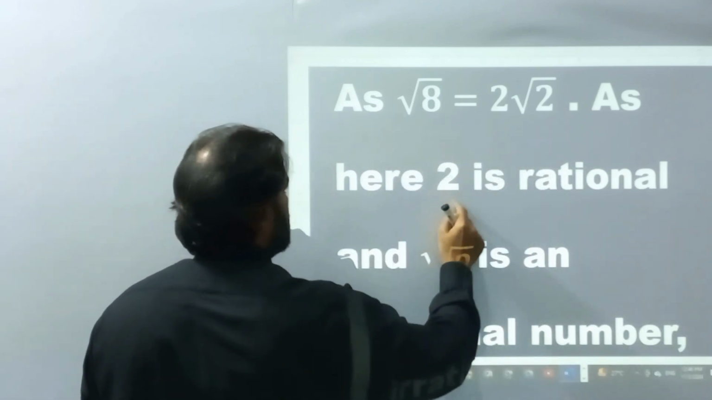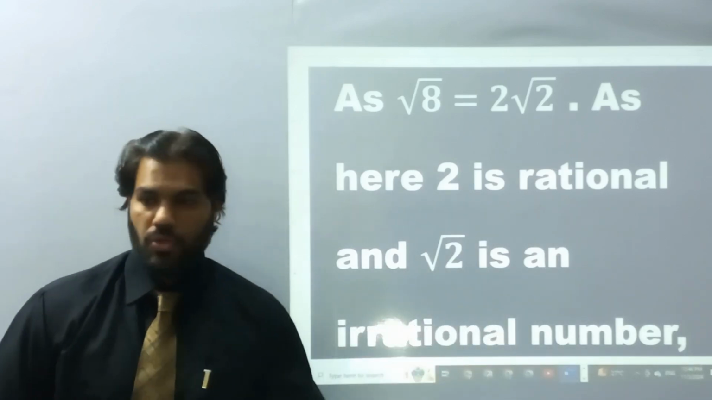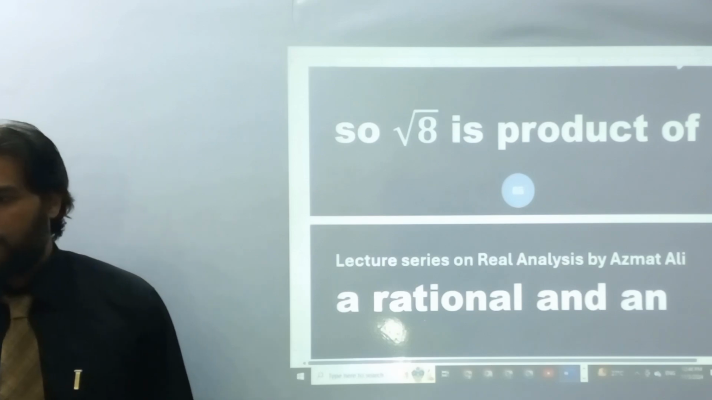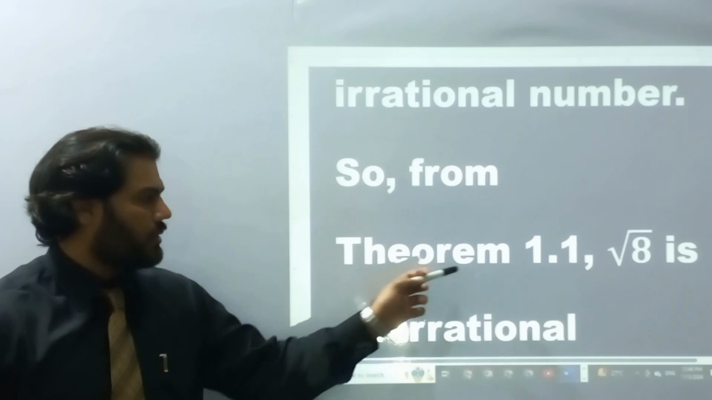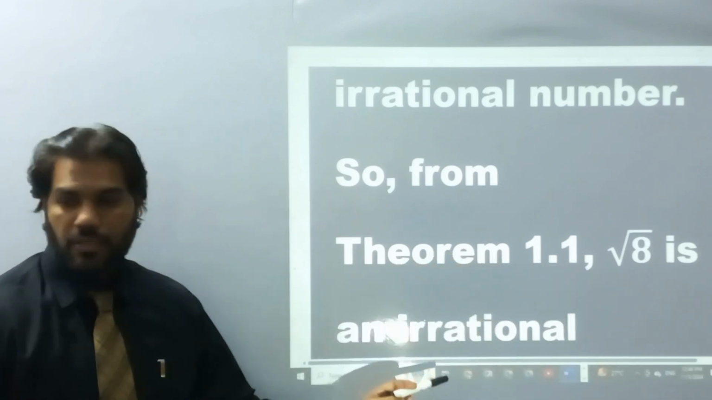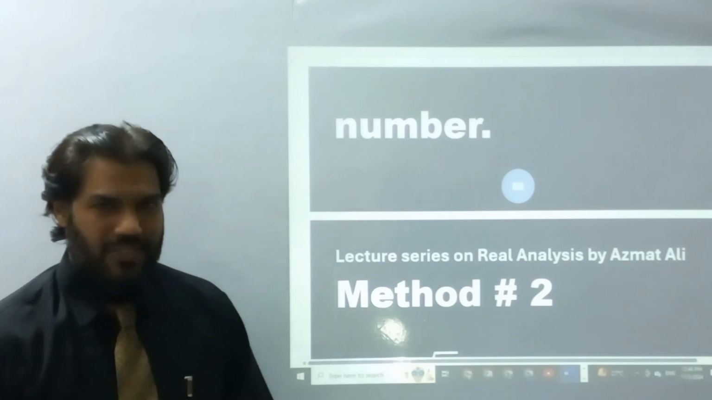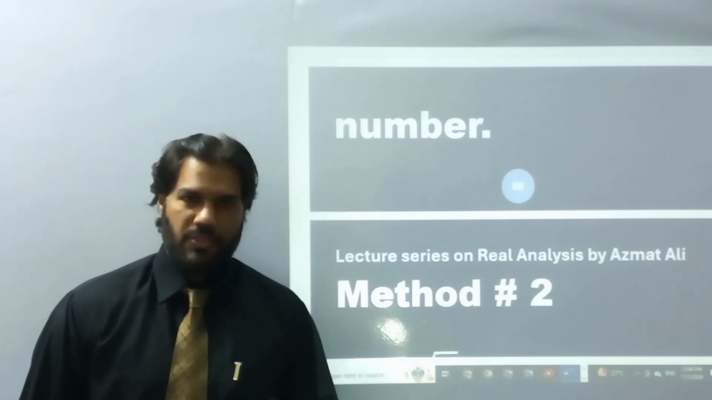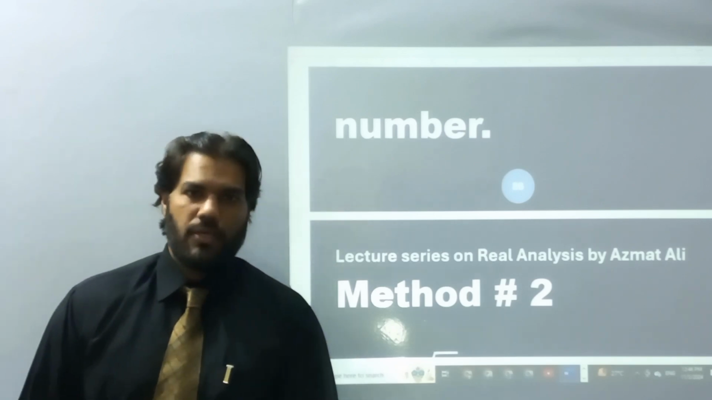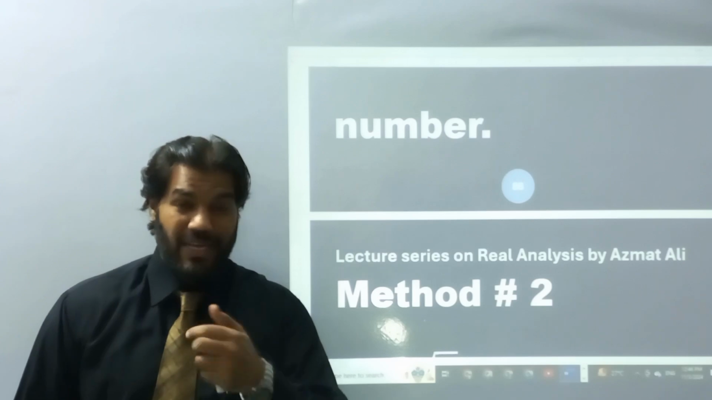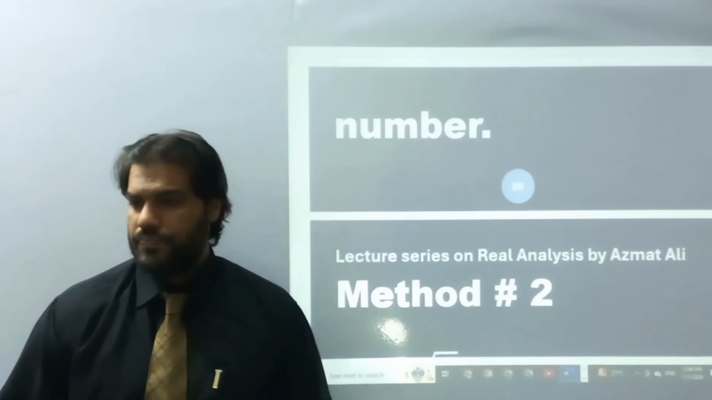Here 2 is a rational number and square root 2 is an irrational number. So by using the theorem or result that we have proved, square root 8 is a product of a rational and an irrational number. So from theorem 1.1, square root 8 is an irrational number, because the theorem says that the product of a non-zero rational and an irrational number is always irrational. Method number 2, in this method we will not use the reference of any theorem. We directly prove that square root 8 is an irrational number.